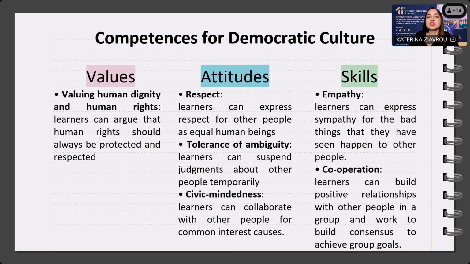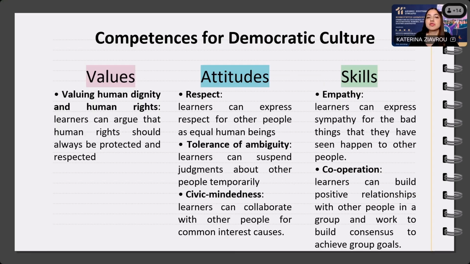As far as attitudes are concerned, students learn respect, meaning that they are able to express respect for other people as equal human beings. They also improve their tolerance of ambiguity, since they can suspend judgments about other people temporarily. Students understand that they must not discriminate against people who are perceived different from themselves, and that they should be open to diversity because everyone's rights are equal.